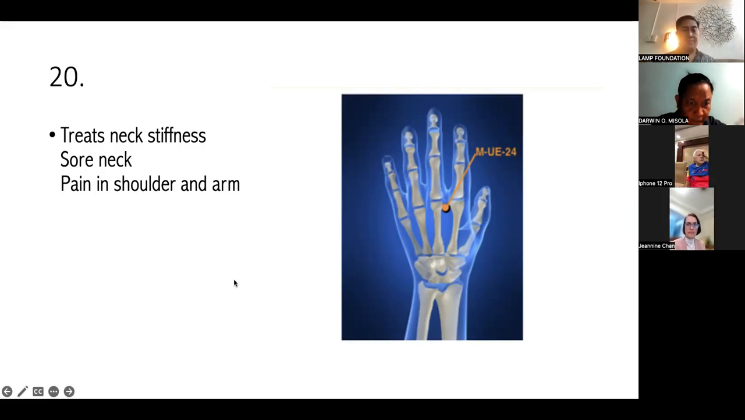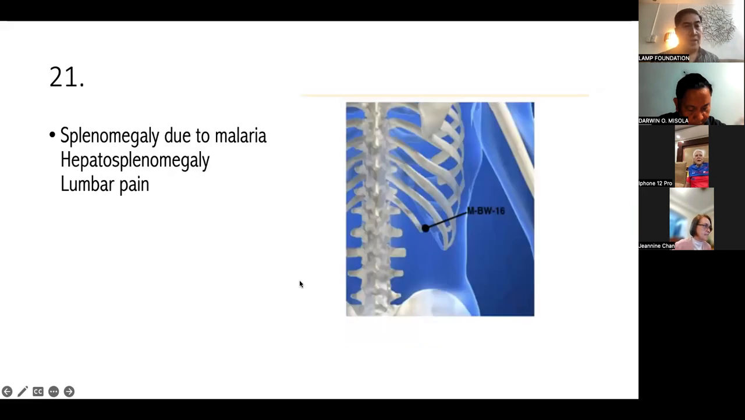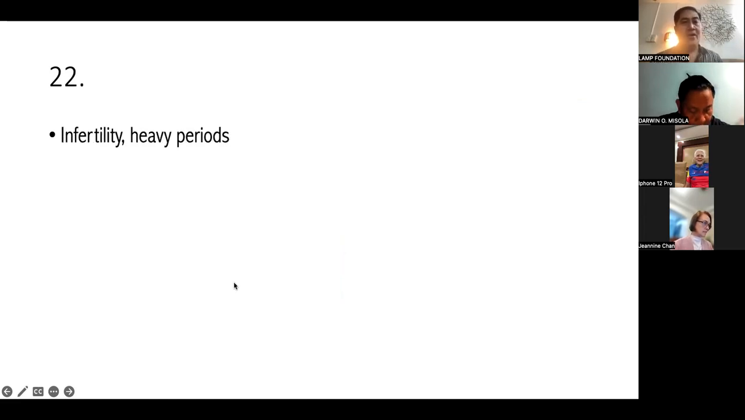21? Can you do 21? Yeah, 20. Yes, Doc. Splenomegaly, hepatosplenomegaly, and lumbar pain. Nandiyan po yung point. T-gen. Wow. Good. P-gen. Okay.